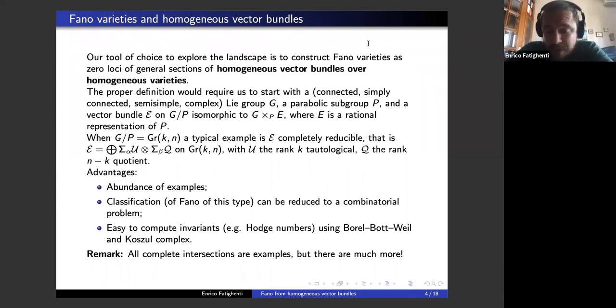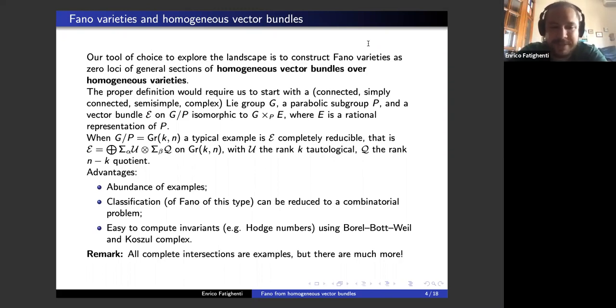Okay, so why should we be interested in working with this type of Fano varieties? Well, I see 3 main advantages. There might be more, of course. The first one is that in this way, we can produce a lot of examples. And this is already a very good thing if one is interested in understanding the geometry of higher dimensional Fano varieties.